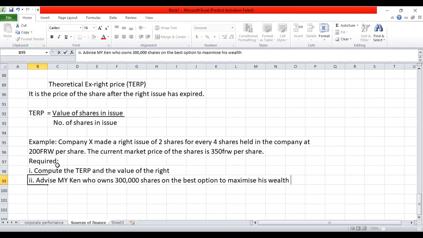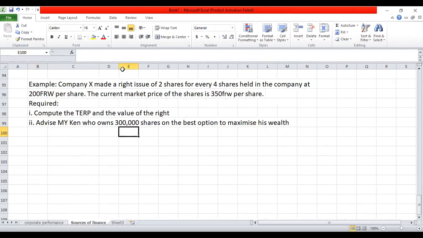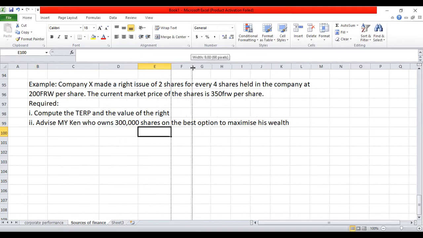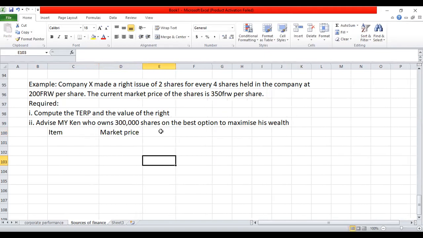So let's say, when we are doing this, we have the item here, we have the market price, then we have the number, then we have the value.